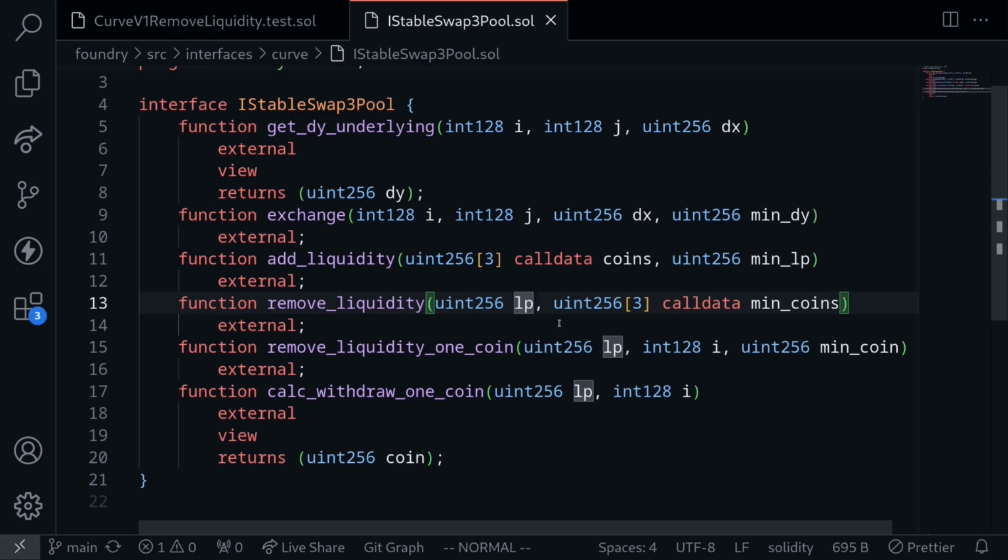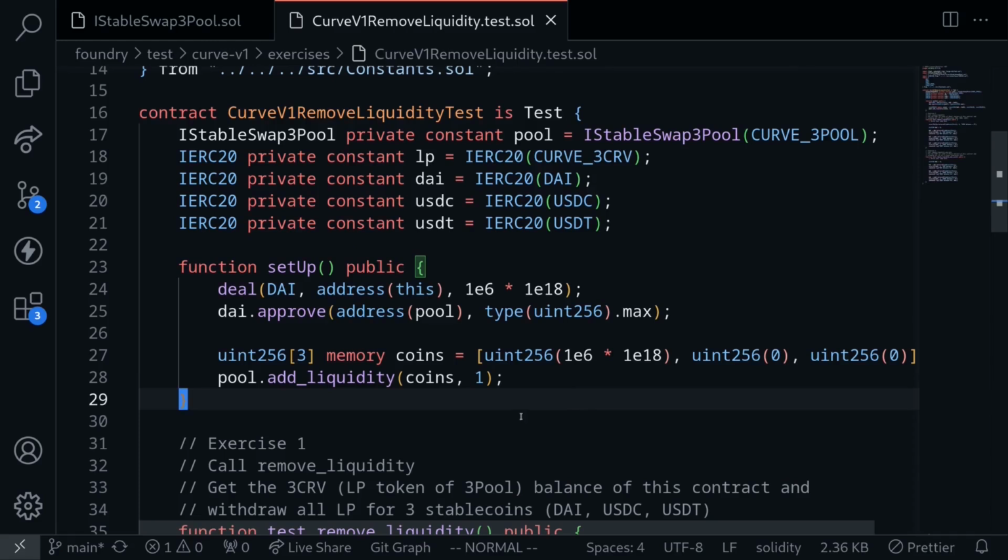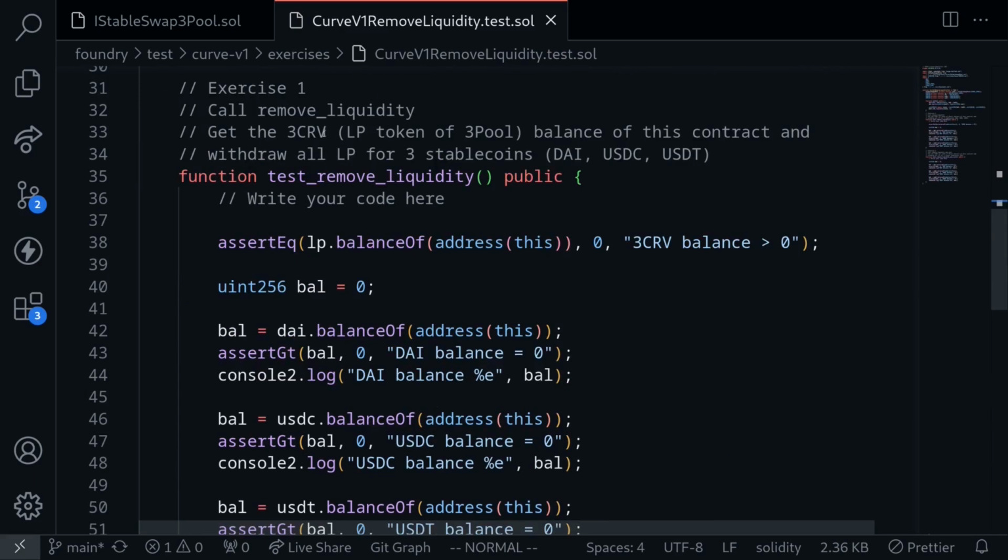For simplicity, you can put this min coins as 0 or 1, or whatever you want. There are 2 exercises to remove liquidity from Curve V1's AMM. The first exercise is to call the function remove liquidity. First, let's check how we will call this function.